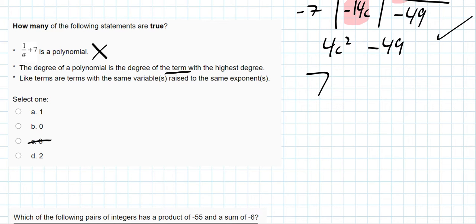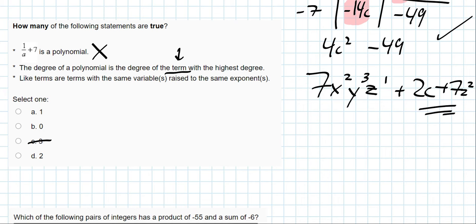Yeah, okay. So if we had like 7x squared, the degree is 2. But if we have 7x squared y, the degree is 3. If we have 7x squared y cubed z, the degree is 2 plus 3 plus 1. The degree is 6. But if we had another one like here, plus 2c plus 7z squared, we don't add these ones in, just in that term. Okay, just in that term.